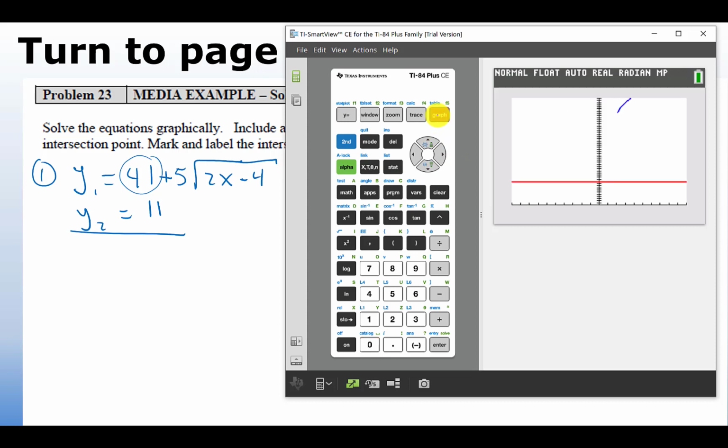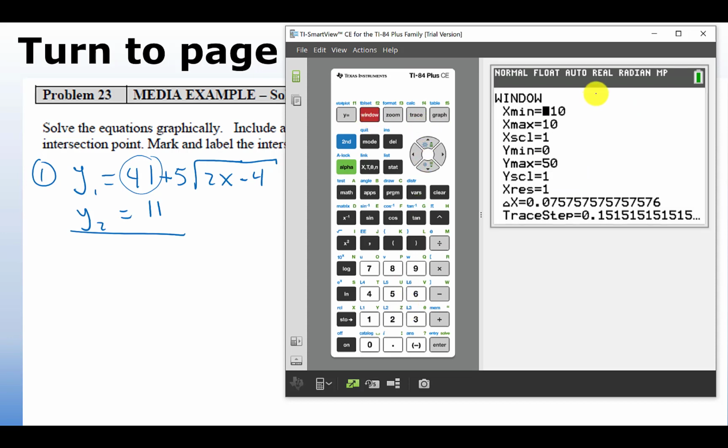Let's graph. Okay, clearly we got our y equals 11 way down here at the 11. And up here is 50, and there's a little something weird going on there. I'm not quite convinced that I'm really seeing this thing right. But it doesn't seem like we need these negative x's, so I'm going to adjust the window again. Let's take off the negative x's.